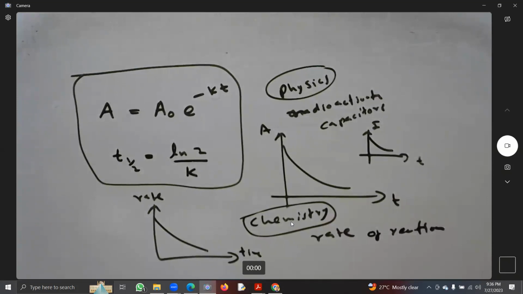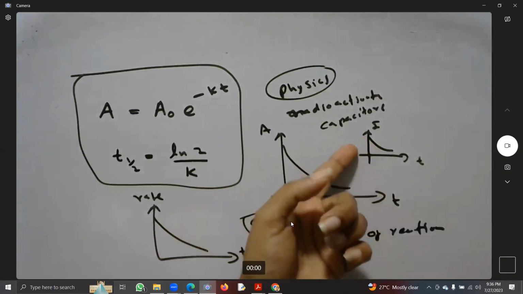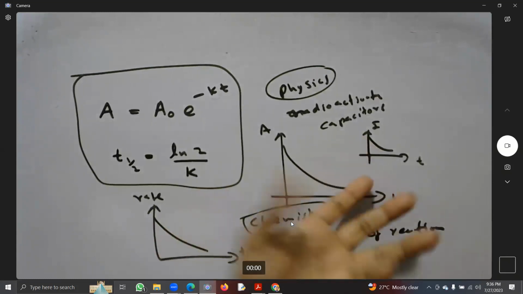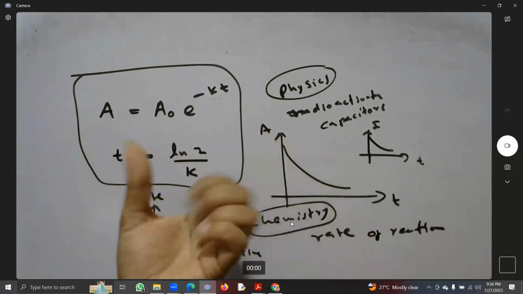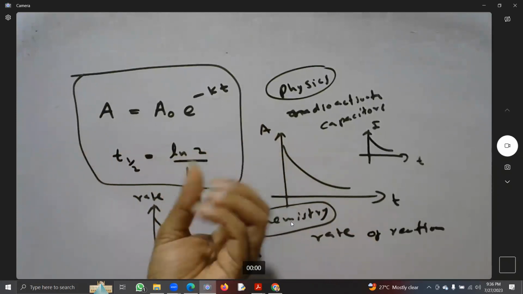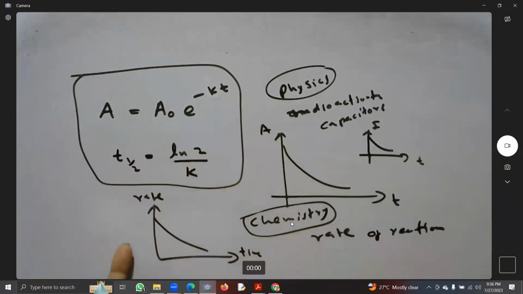What is the other graph, sir? The first graph is current. If it's a capacitor, we write current with time. Current will drop with time in capacitors. In radioactivity, the activity of the sample will drop with time. In rate of reaction, the speed of reaction will drop with time.